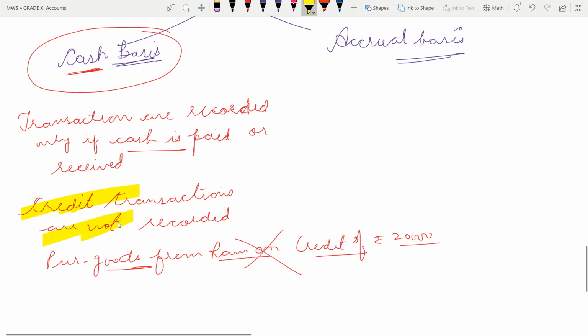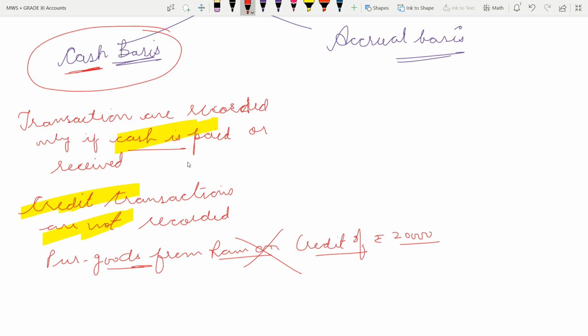So it is not recorded, and there is a place for only cash transaction. If cash is paid or received, then we are going to record the transaction. Again and again I am saying the same thing. Now whether this cash basis is useful for us, or is it useful for any type of organization or not, let us check it out. Let us read it thoroughly.